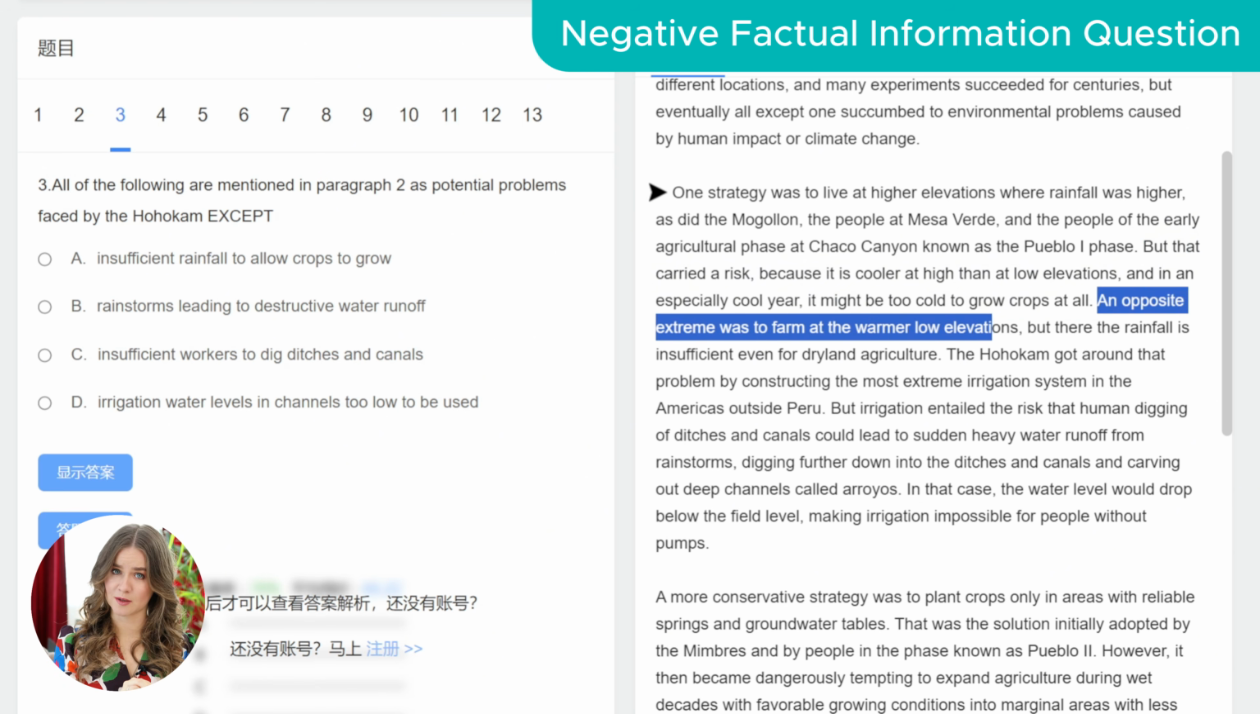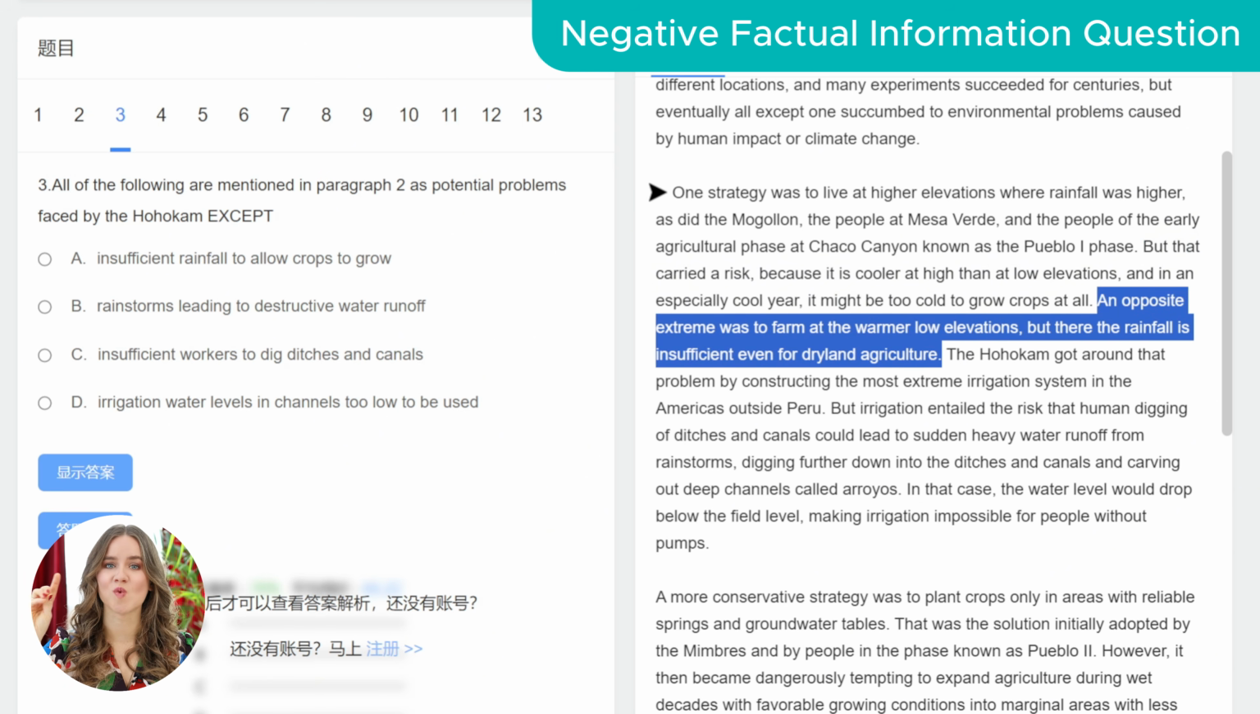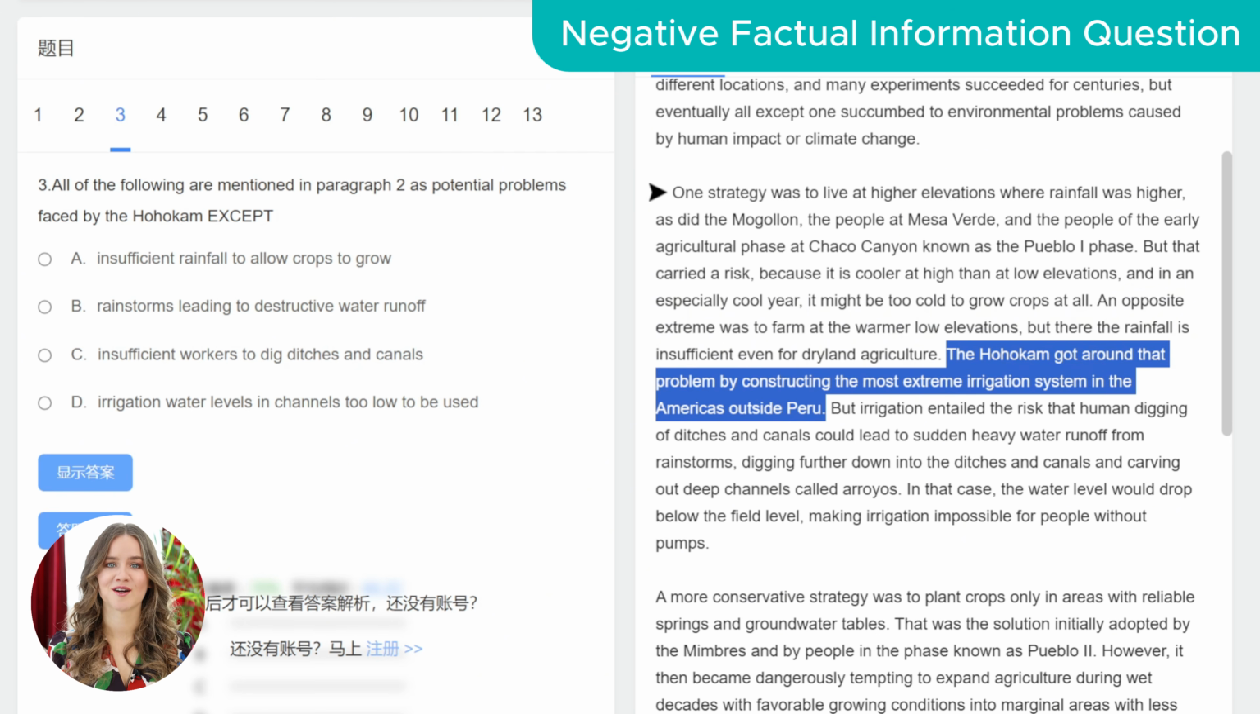An opposite extreme was to farm at the warmer, low elevations. But there the rainfall is insufficient, even for dry land agriculture. The Hohokam got around that problem by constructing the most extreme irrigation system in the Americas outside Peru.